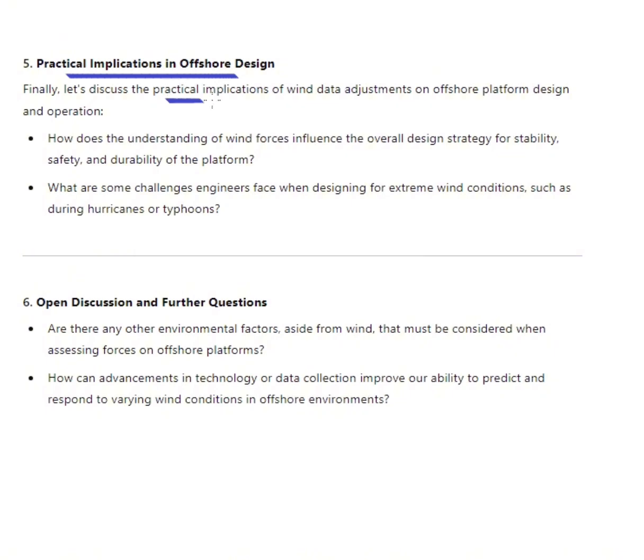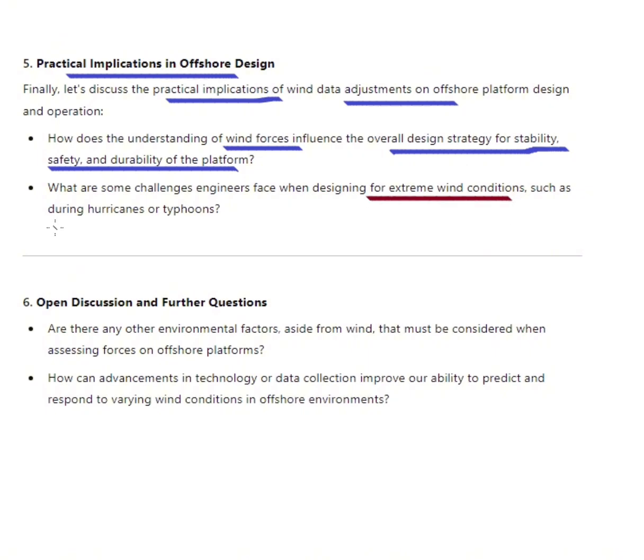Finally, let's discuss the practical implications of wind data adjustments on offshore platform design. How does the understanding of wind force influence the overall design strategy for the stability, safety and durability of the platform? What are some of the challenges engineers face when designing for extreme wind conditions, such as during hurricanes and typhoons?